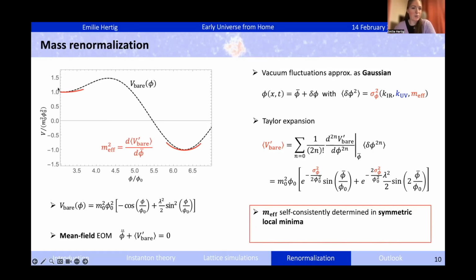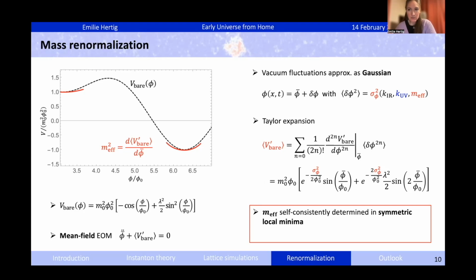So the curvature of the potential in the symmetric minima gives us a mass for the field. And once we sum over the effect of all these fluctuations, we see that the curvature has changed and the effective mass can be obtained. So we can solve this equation for m_F. It appears on both sides of the equation. So we solve for it numerically and we get an estimate of the effective mass self-consistently in those symmetric local minima. But that does not give us the full shape of the effective potential.